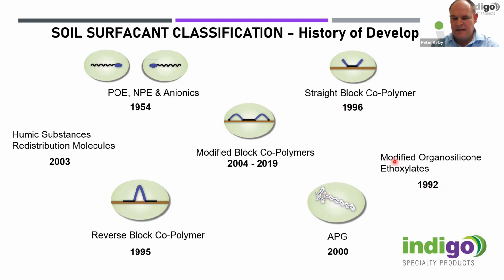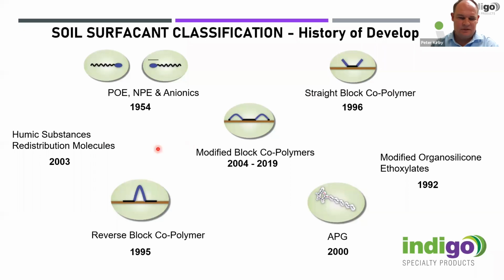Then we look at 1992, when the first non-ionic surfactants really came to market. These ones were the first true non-ionics. These are modified organosilicone ethoxylates. These are used in herbicide activity as well as quick penetrant soil materials, which I'll talk about a bit further. Then in 1995, we got reverse block copolymer technology. In 1996, we got straight block copolymer technology. So this is the one that's in a lot of soil surfactant formulations nowadays.